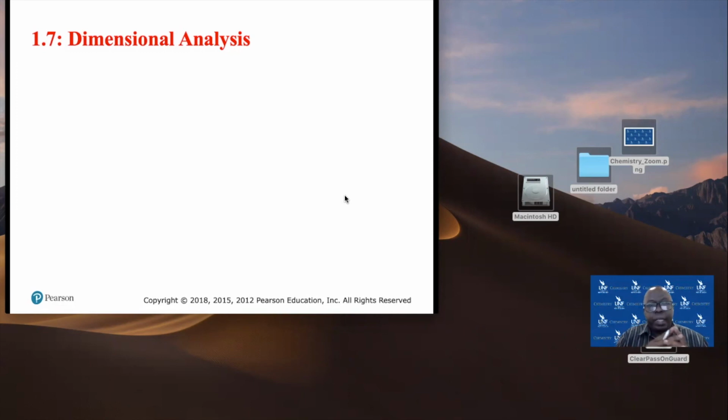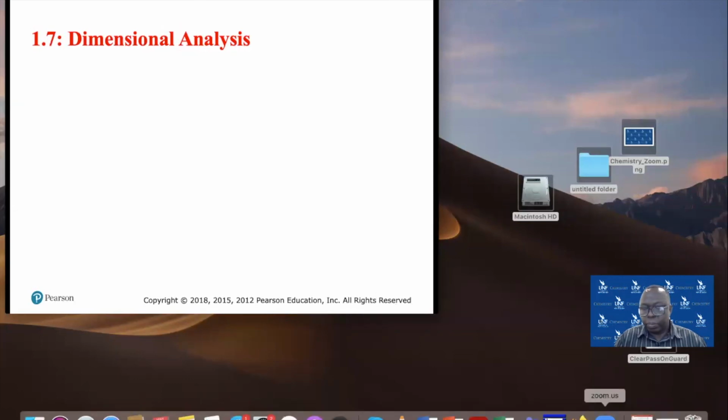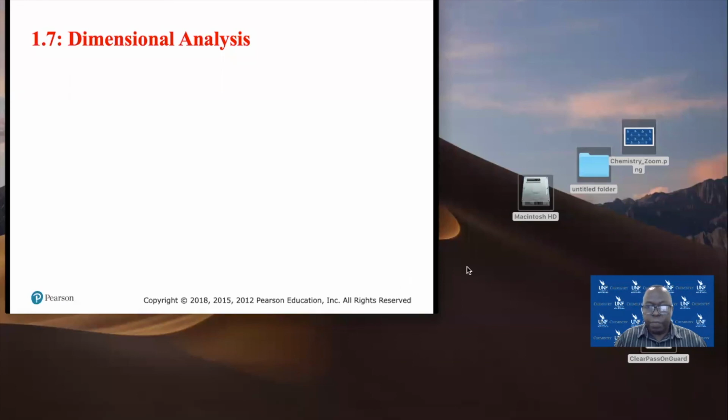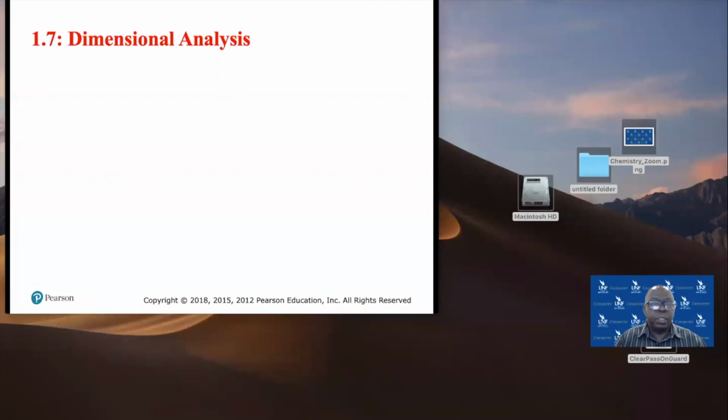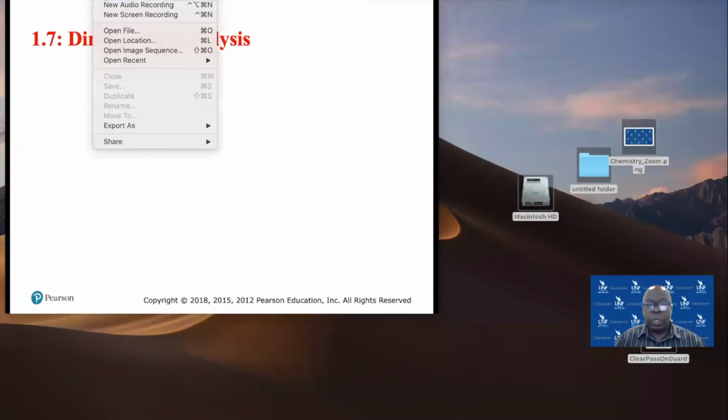Now, dimensional analysis, we always use this. It's a powerful method of solving problems. In most of the problems you'll encounter, you'll use either factor label method or dimensional analysis. This is sometimes called factor label method, which is used in converting unit of measurement from one unit to another unit by deriving what we call conversion factor.